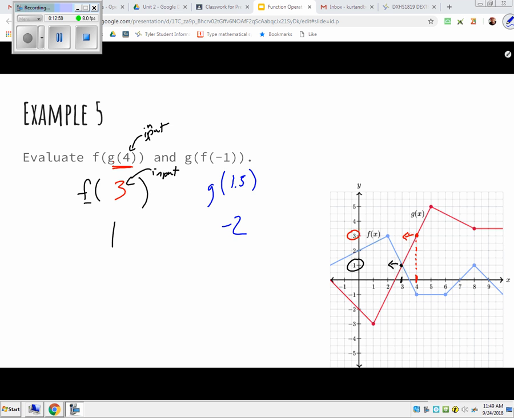And you should have got -2 on that one. Sorry about the fraction on that, it happens. Should have got -2.